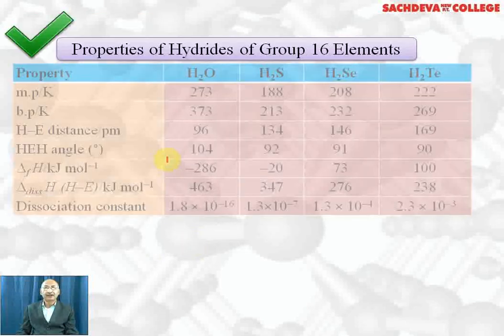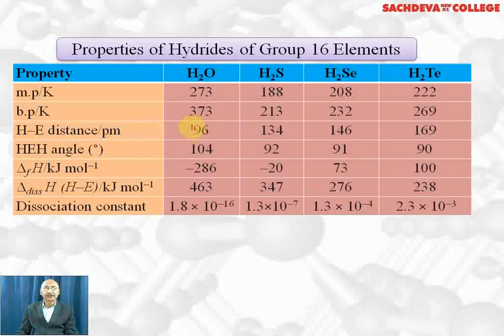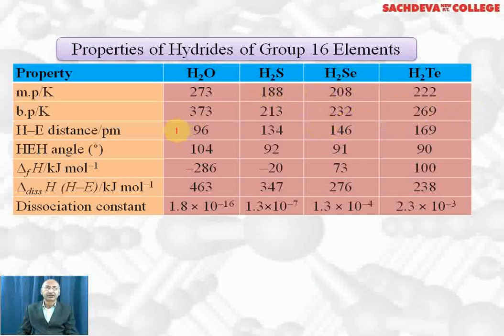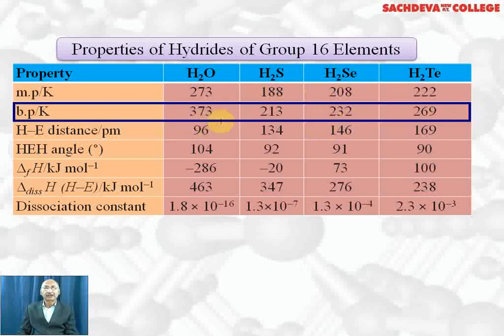Properties of hydrides of group 16 elements. This is given in tabular form. Water has the highest melting point and H2S has the lowest. After that it goes on increasing down the group. Since these are all gases, their surface area increases, van der Waals force of attraction increases, hence the boiling point and melting point increase. In boiling point also, water has the highest, H2S has the lowest, then it goes on increasing due to increase in surface area and van der Waals force of attraction.